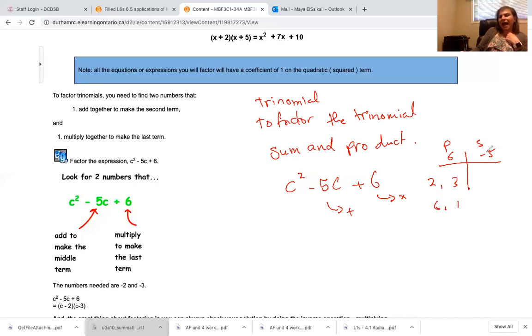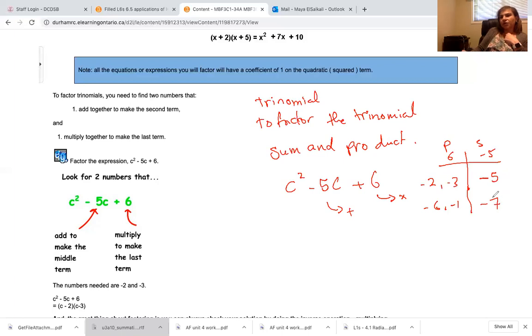But because they add to a negative number, that means both of them are going to be negative. Okay, so this is one of the rules. Because they multiply to a positive and they add to a negative, then they both have to be negative. Okay, because negative and negative makes positive, and negative plus negative gives you a negative. So negative 2 minus 3, that gives you a negative 5. Negative 6 minus 1, that gives you a negative 7.